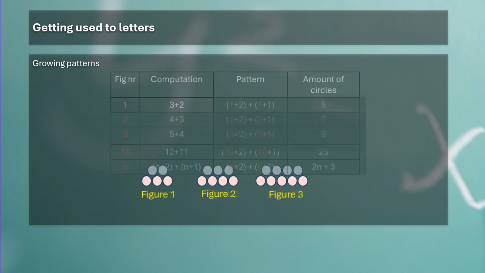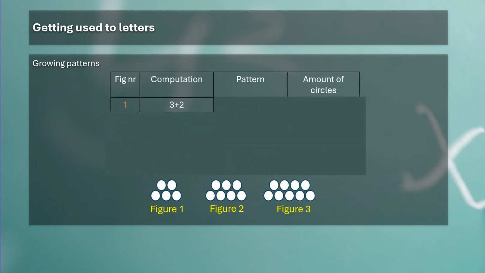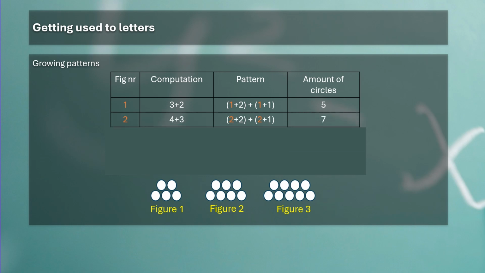Another way to solve the problem is to insert the information in a table. In the column for pattern, we then try to rewrite the calculation in a way which includes the figure number. This is often the key to creating algebraic expressions. To make it easier to discover, we have colored the figure number red. Can you see the pattern and how the calculation is rewritten?